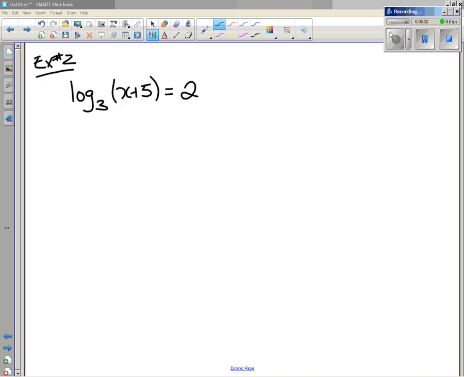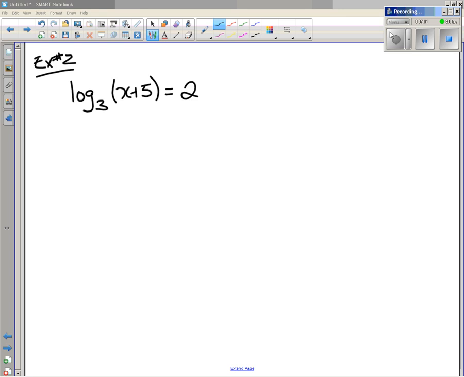Okay, so we're looking at solving our second example. We have log of x plus 5 base 3, and we're looking at when that equals 5. Or sorry, when that equals 2. Okay. So how could we use this, or how can we solve that equation? Using our logarithms.